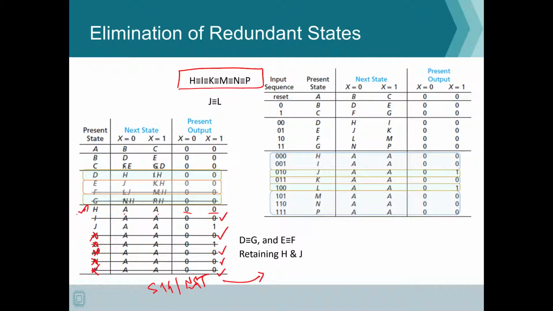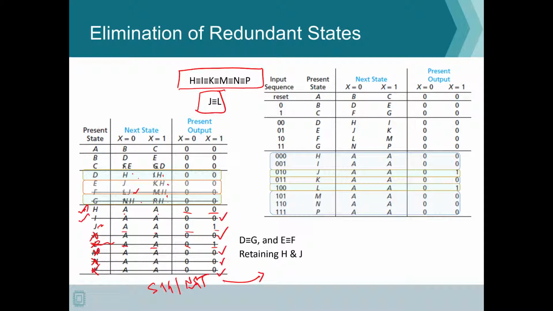And then we also see that J, which is A A 0 1, and L, which is A A 0 1, are identical. So therefore those two states are equivalent, so we can eliminate L. Since we are going to eliminate I, K, M, N, and P, all these are going to be changed to the equivalent state H. And in the case of L, we are going to replace it by J. So we have one iteration.